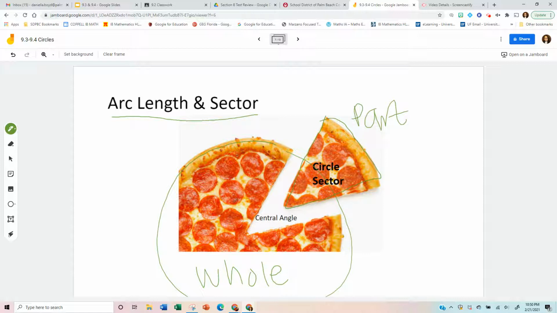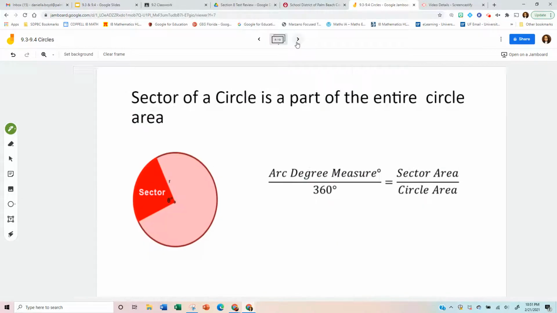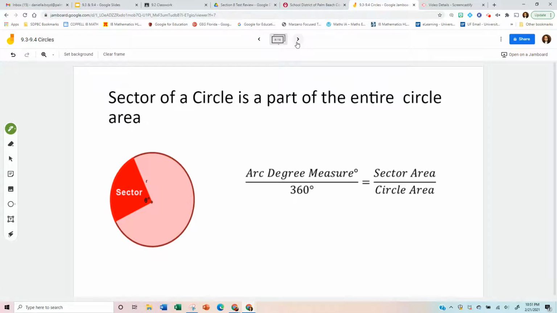That's really important for us to know because you're going to be setting up proportions in order to solve for the circle sector area with this relationship. Remember that the sector is a part of the whole pizza pie or the whole circle. So that's the key to what we're going to do. Since a sector is a part of the entire circle, we're going to create proportions in the form of part over whole.